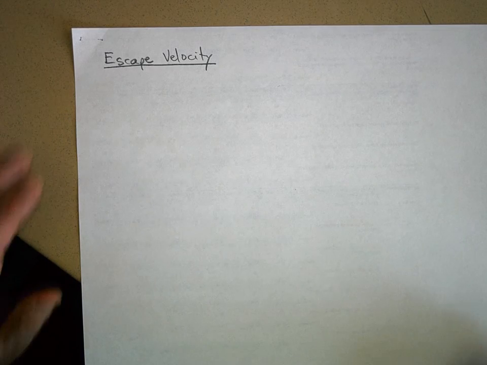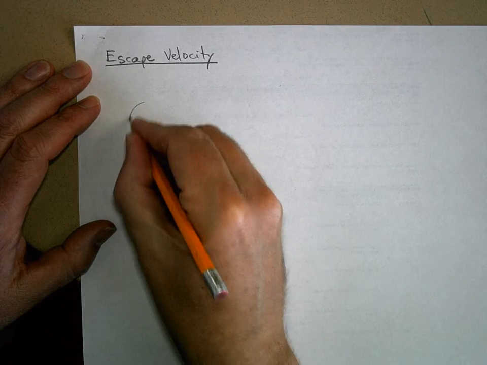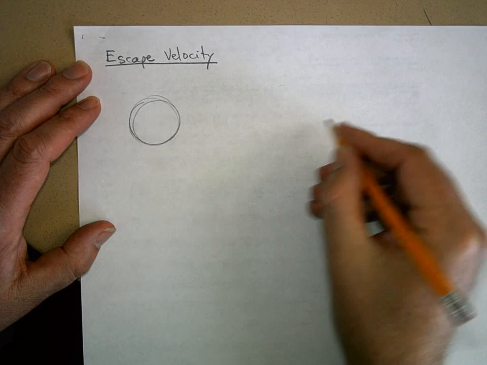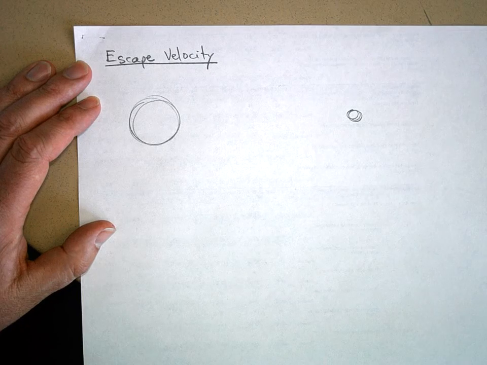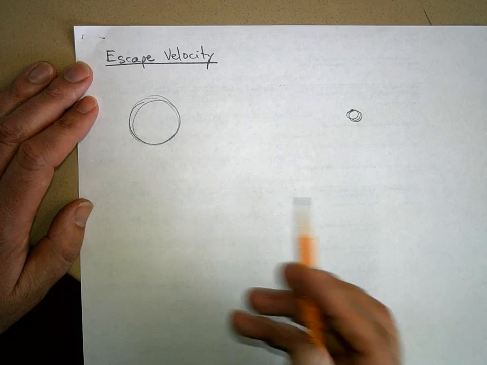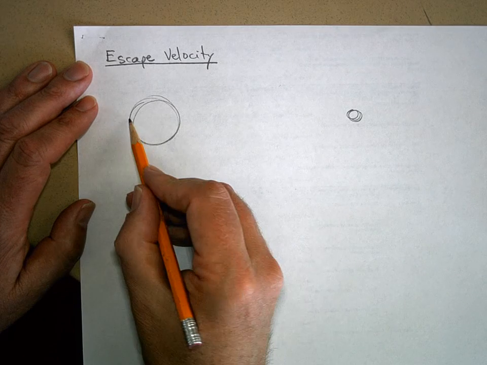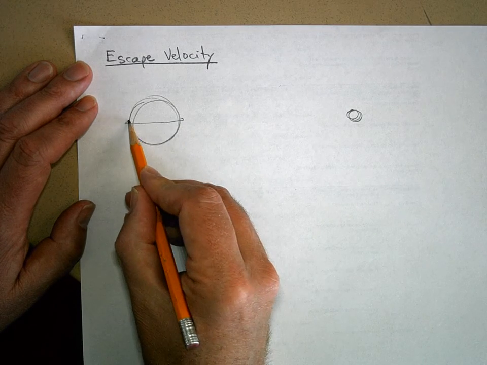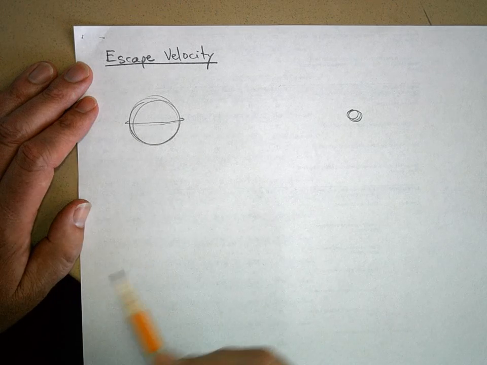Okay, let's talk about escape velocity. Now, here's what we know so far. This is what we did. We've got the Earth, the moon's way out here, and the Apollo 15 spacecraft went into a very low Earth orbit, around the Earth like this. They go around one time.